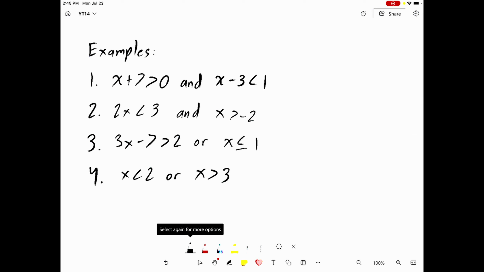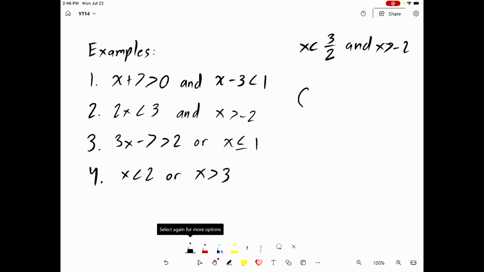For our second example, we're going to have another and example. 2x is less than 3 and x is greater than negative 2. This is pretty simple too, and it follows the exact same logic as the first question. We would have x is less than 3 over 2 and x is greater than negative 2, which is actually given right there. So we could do this 2 ways.